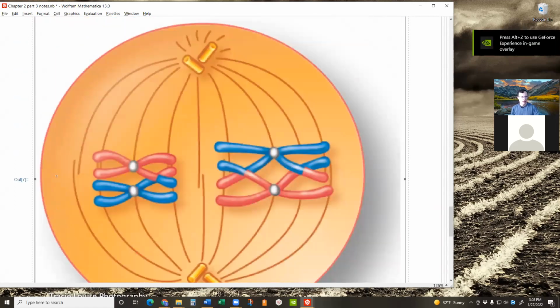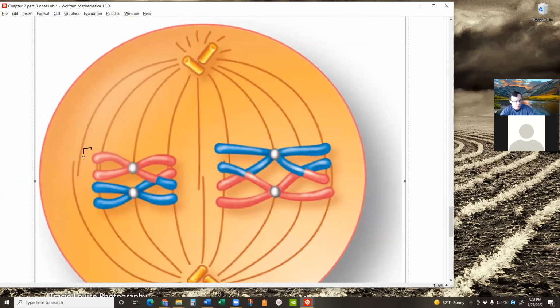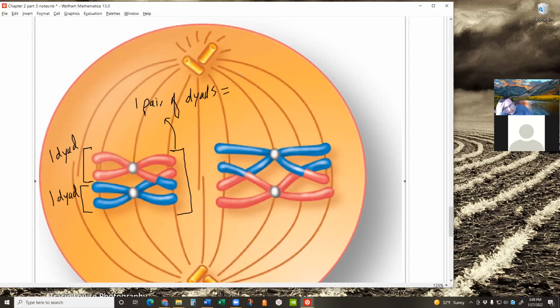So you appreciate that these two pink things is one dyad. These two blue things here is one dyad. So when you have both of these things together, here's a pair, one pair of dyads. A pair is 2, right? So one group of 2, one pair of dyads, which is the same thing as a tetrad.